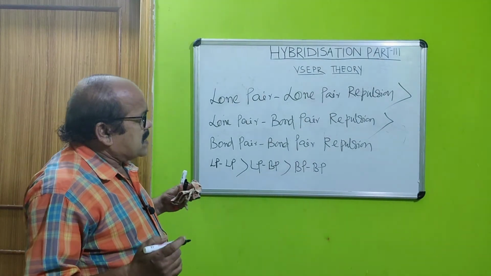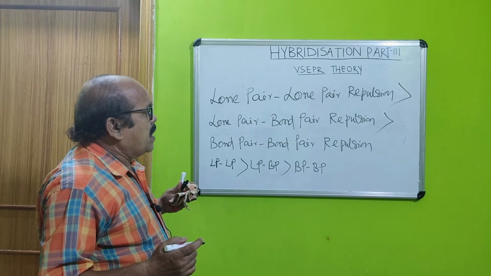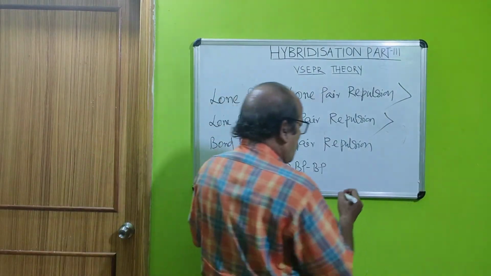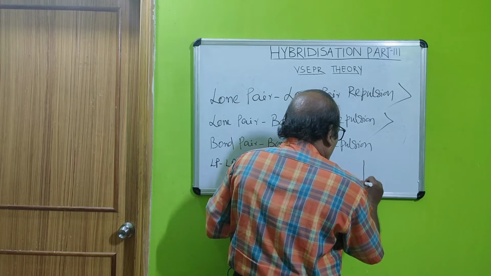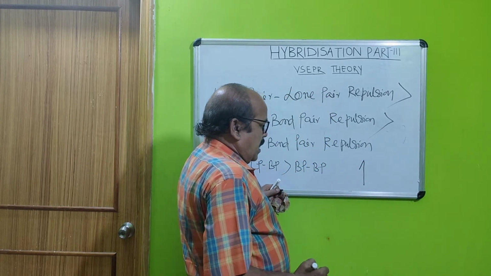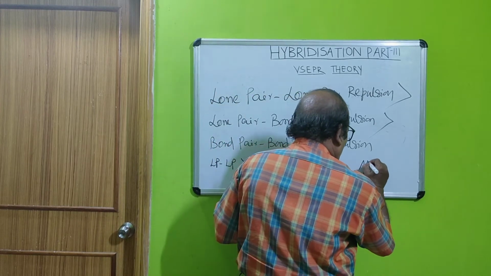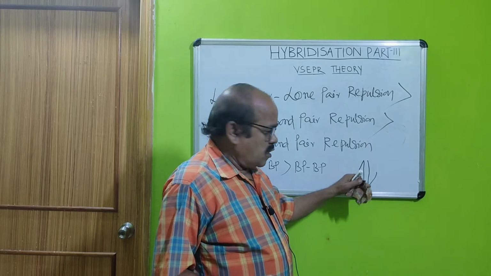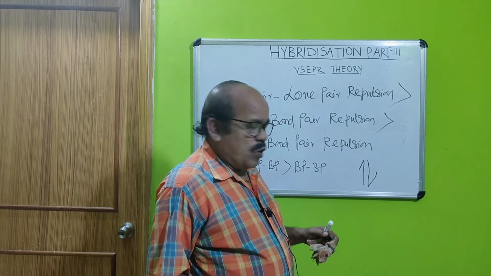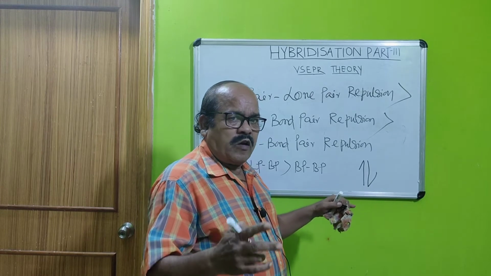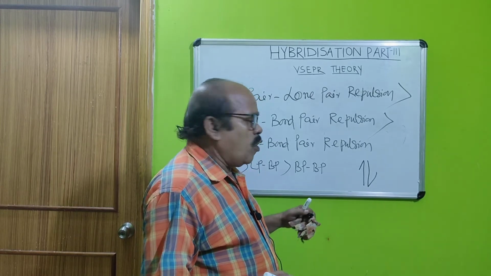Now the question arises, what is this lone pair and what is this bond pair? Lone pair means one orbital having two electrons, or a pair of electrons, one in the upward spin, the other in the downward spin. One moving in the clockwise direction, the other moving in the anti-clockwise direction. We call it lone pair.